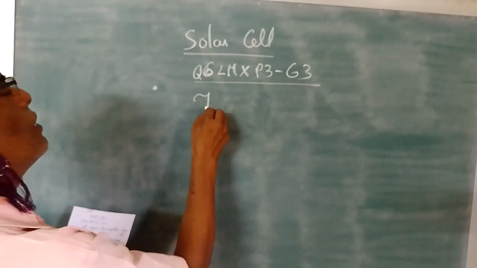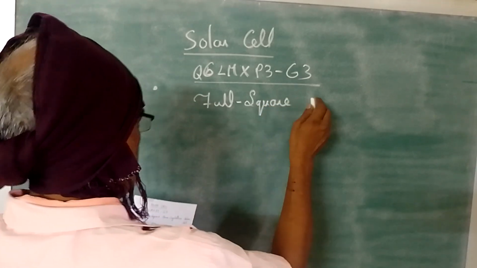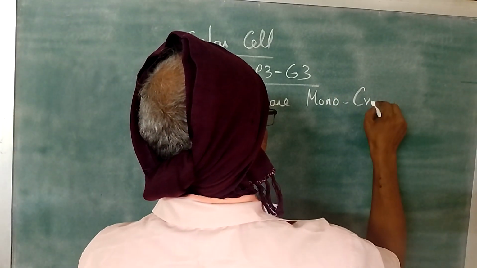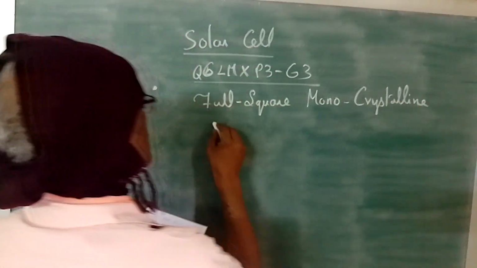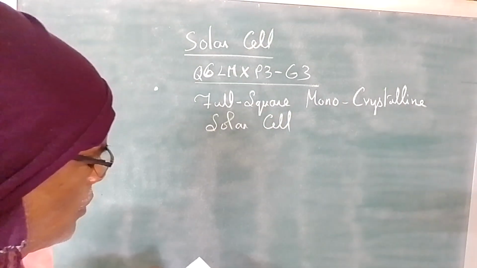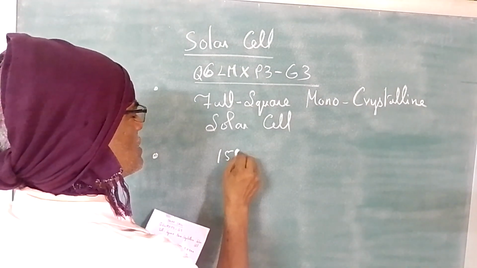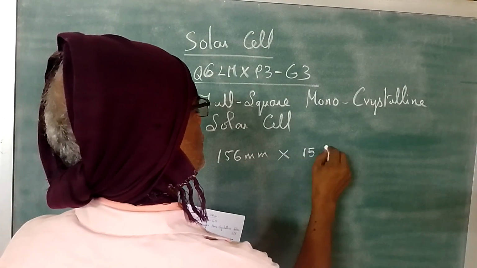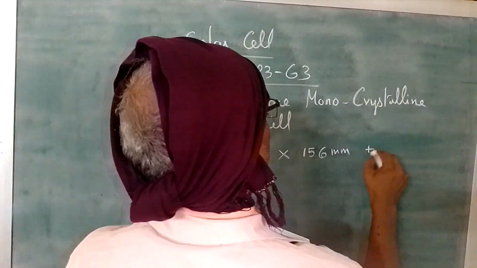So this is full square mono crystalline solar cell. This is the first point. Then the dimensions. If you see the dimensions, it is 156 mm cross 156 mm plus or minus 0.5 mm.